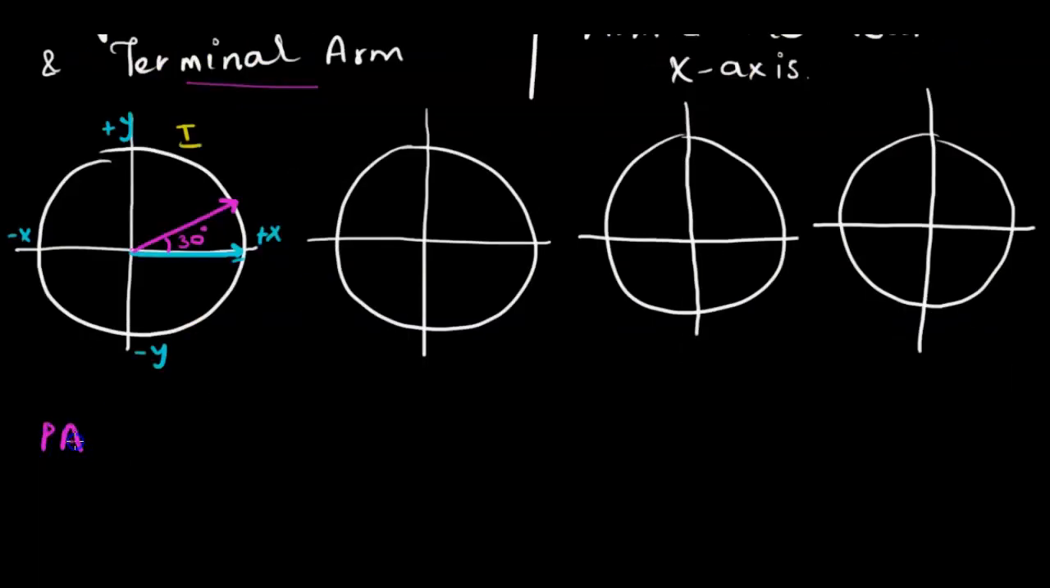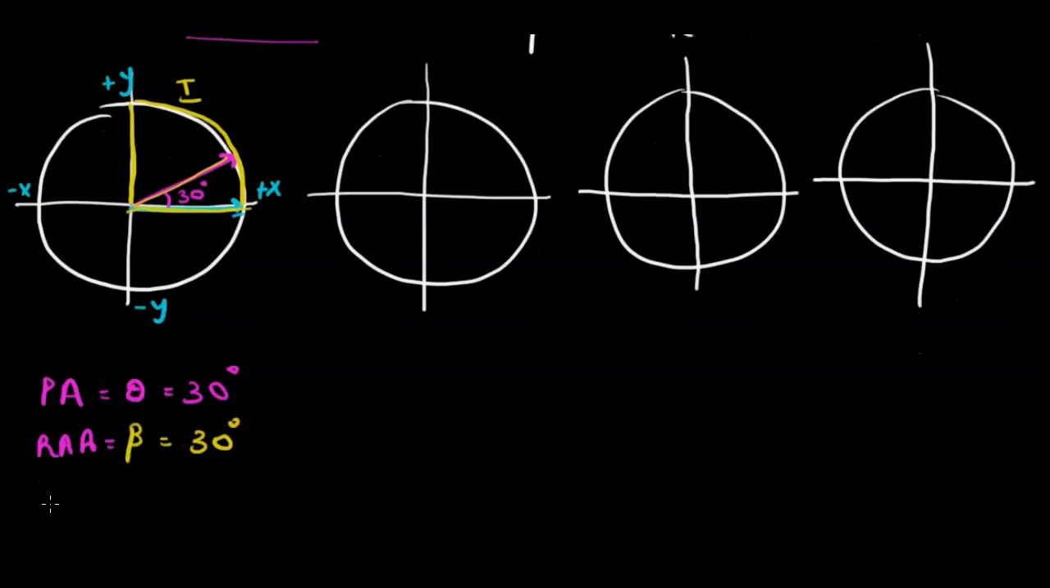That means principal angle, which is theta, is equal to 30 in this case. Now let's talk about related acute angle. We know related acute angle is the angle between the terminal arm and the nearest x-axis. For quadrant 1, we notice that the nearest x-axis for any angle is the positive x-axis. So the angle between the terminal arm and the nearest x-axis is also 30 degrees. Therefore, we can conclude that in the first quadrant, principal angle and the related acute angle are both equal.